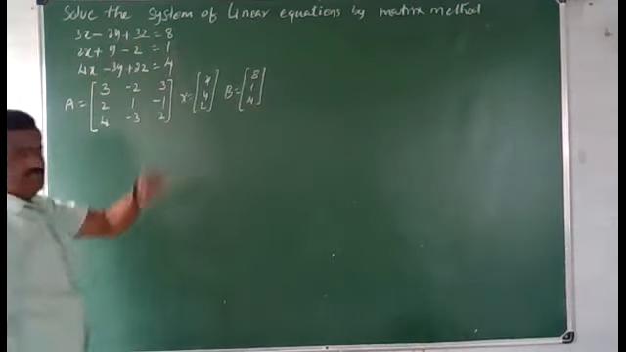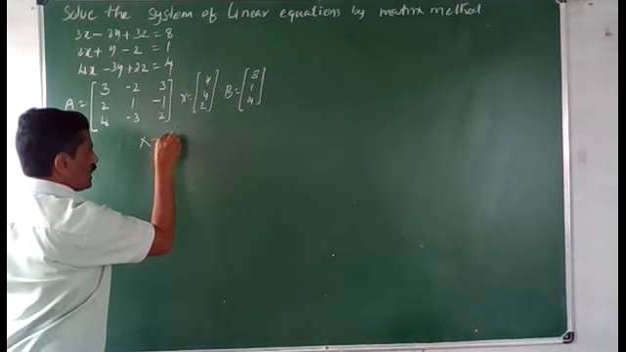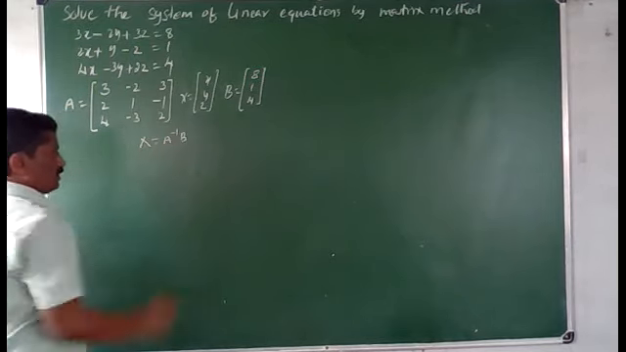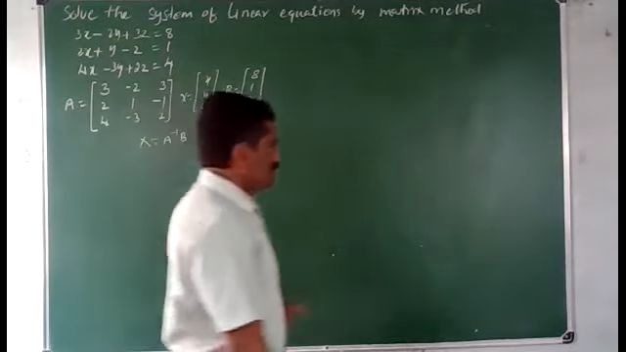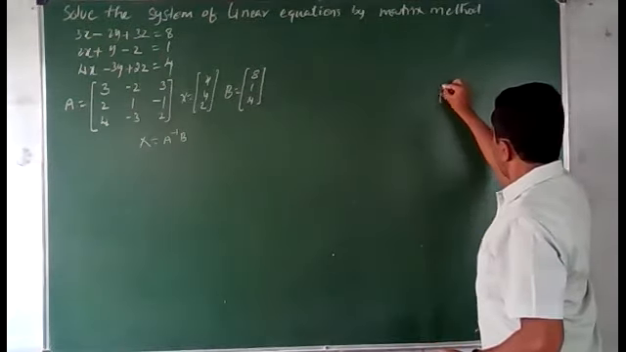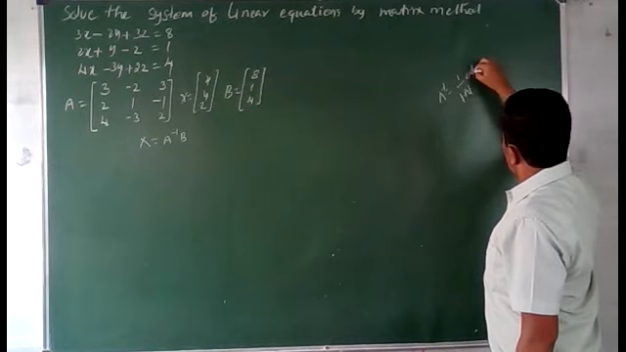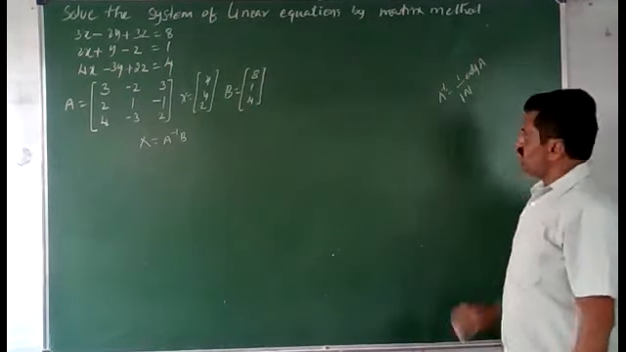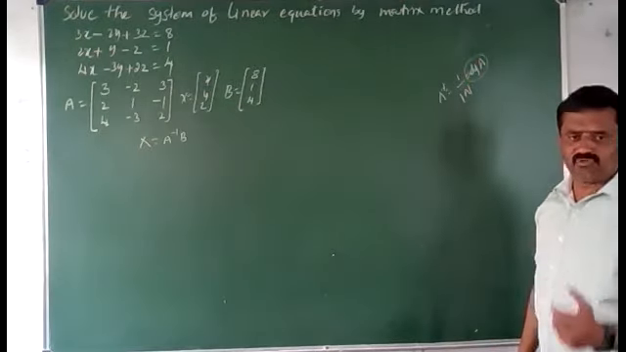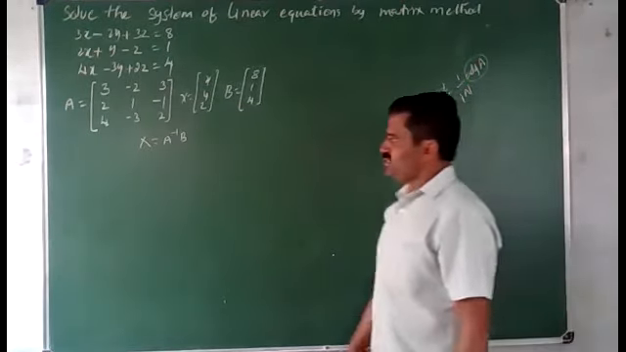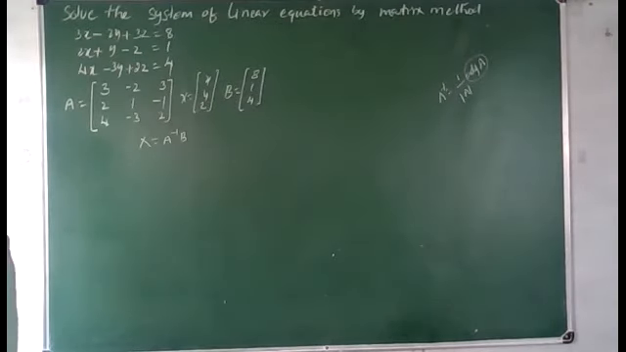So we have the formula now: X is equal to A inverse into B. Here we need to find A inverse. We know that A inverse is equal to 1 divided by the determinant of A into adjoint A. To find the adjoint matrix, we need to find the cofactors of each element. Now let's find the cofactors of each element.